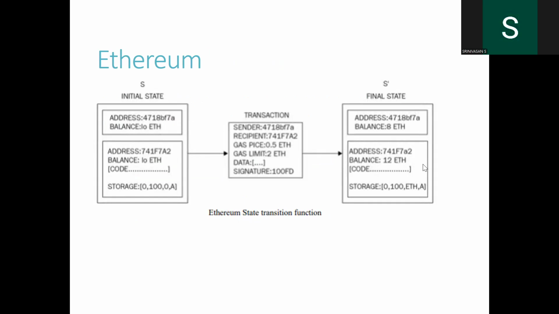This diagram shows the state transition function of Ethereum. As I said earlier, it starts with the initial state, and here it is denoted as S, and it contains one address of the sender as well as the receiver. When it executes the transactions, it reaches the final state, which is denoted as S dash in this diagram.